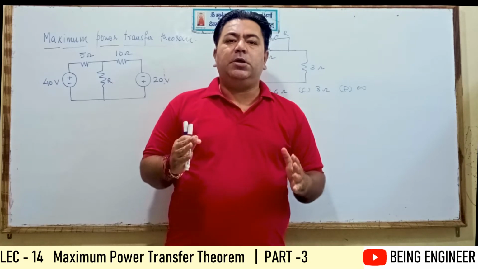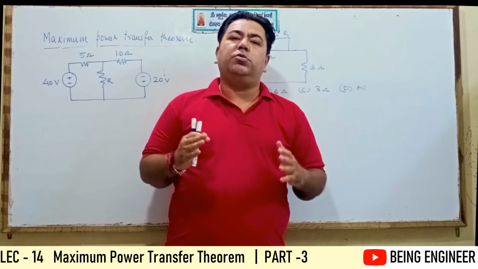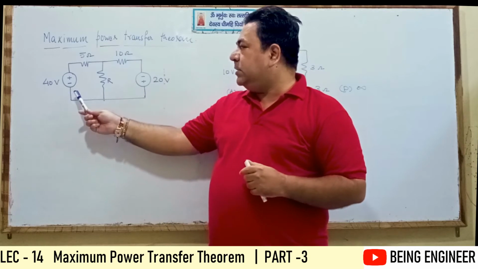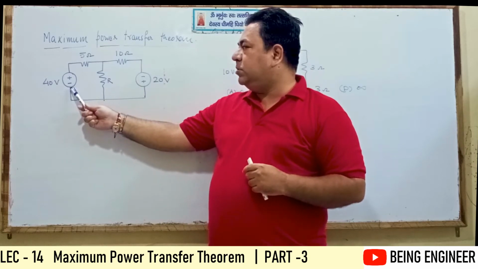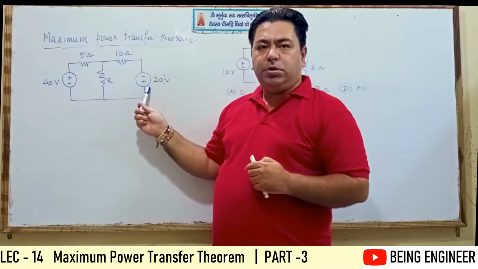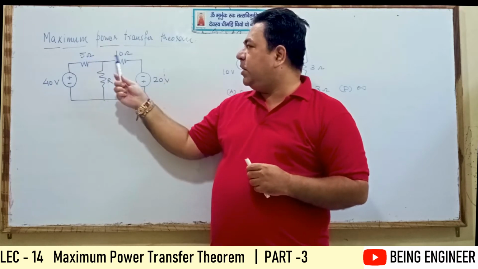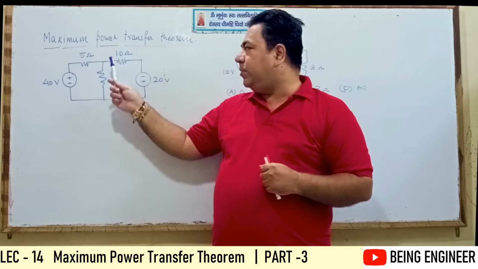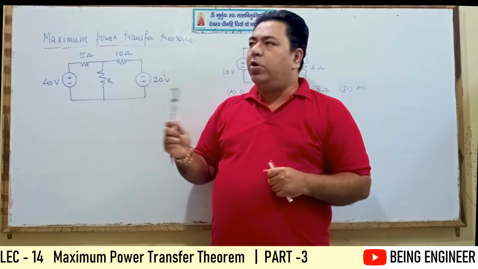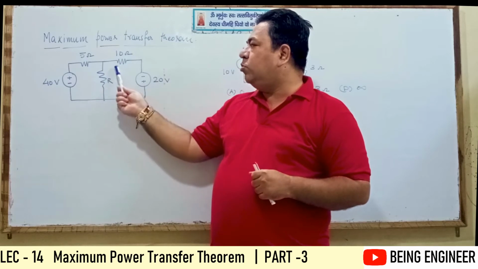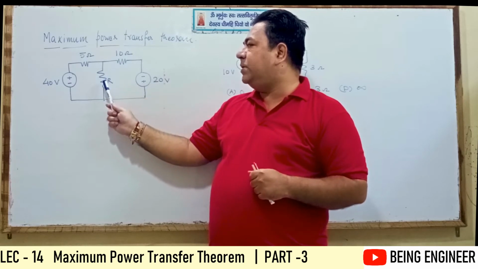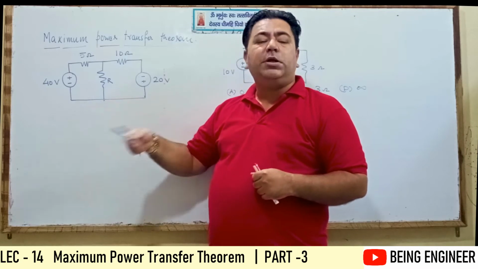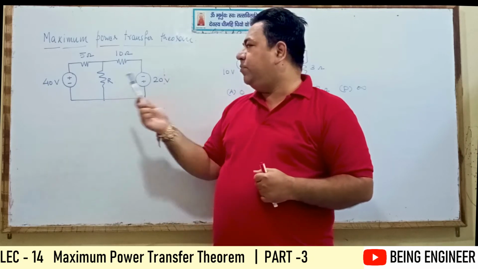Now in this lecture, we will see some problems based on these two concepts. Look at this first problem. There is a voltage source of 40 volt, and another voltage source of 20 volt. Two resistances, 5 ohm and 10 ohm, are connected, and a load R is connected in between. The question is, what is the value of this R so that the maximum amount of power can be transferred from both the sources to this load, and what is that maximum power? So we have to solve this.